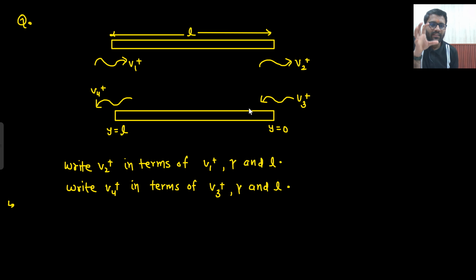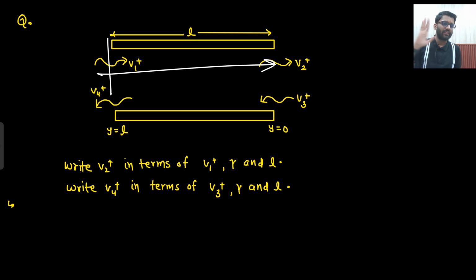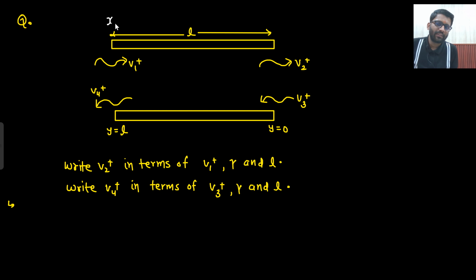Whenever I see these kinds of questions, I see that this V1 plus is traveling. Now it will travel down the distance L and it will become V2 plus. So from where to where is it traveling? It is starting from here and then it is going in this direction. So I will always do the analysis with respect to this: I will assume this as x, and this I will assume at x equals L.